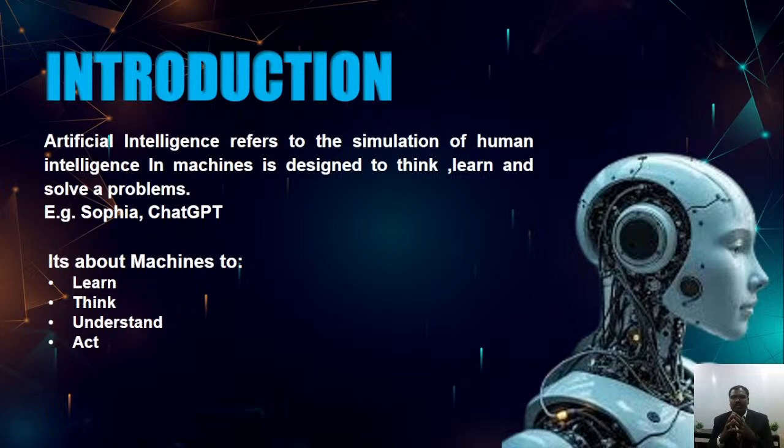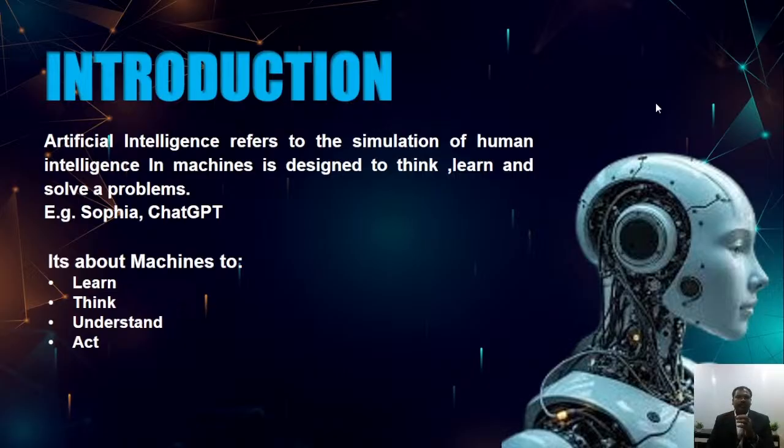So artificial intelligence is nothing but intelligence like a human, right? So sir, how do you refer to it as human? Because this machine is designed to think, learn and solve problems. A human also thinks, learns and solves problems, so it is compared to a human, right? For example, a machine that can think and act like a human belongs to artificial intelligence.